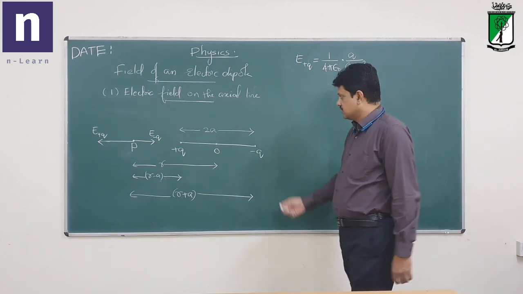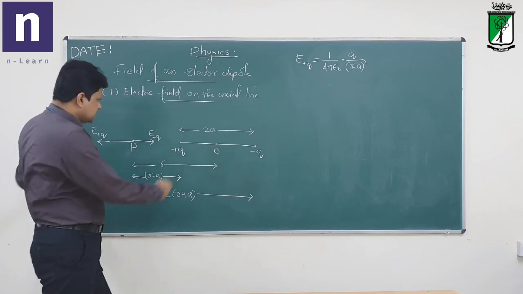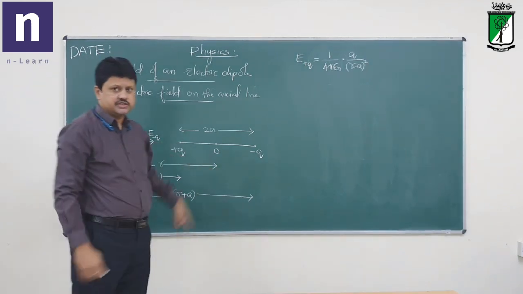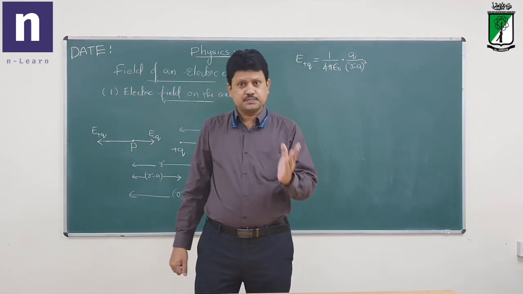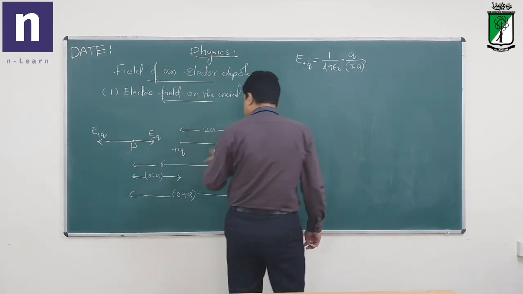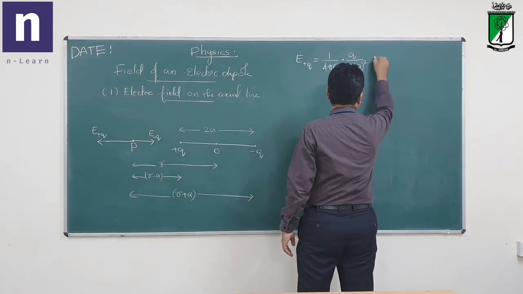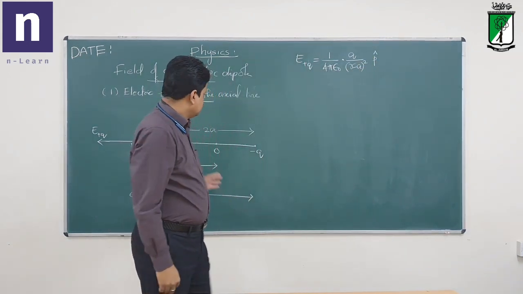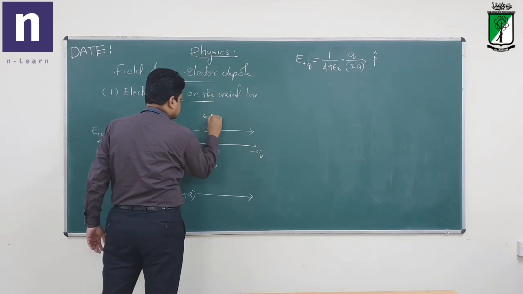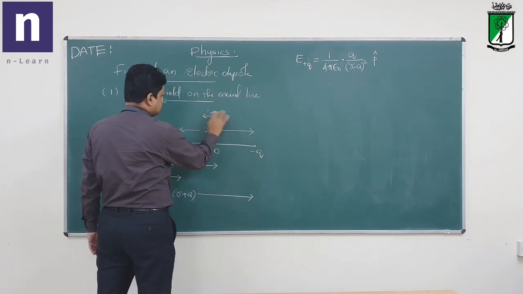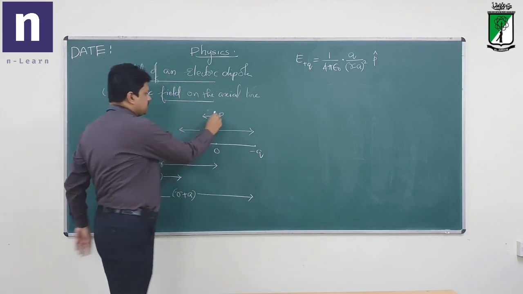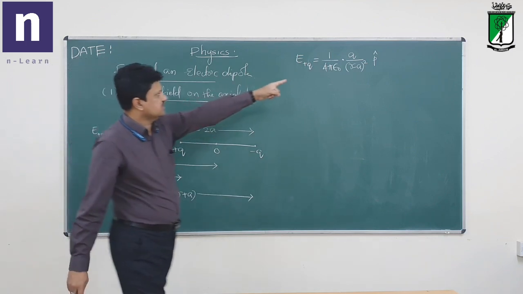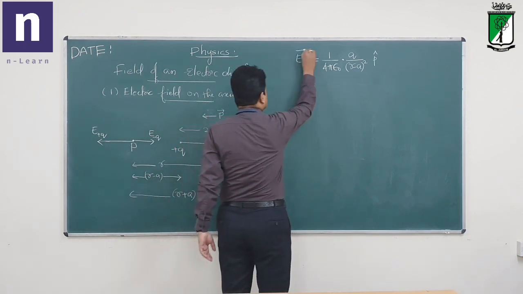What is the direction of this? The direction of the field is towards the left, which is the same as minus Q to plus Q, which means it is the same as the dipole moment. Already explained, the dipole moment is always in the direction minus Q to plus Q. So the electric field is also in the same direction. Therefore, I will denote it by p cap, because the direction of the dipole moment is in this way. So this is a vector now.